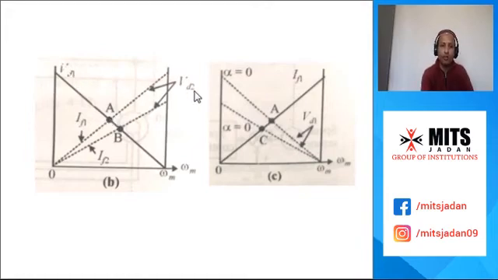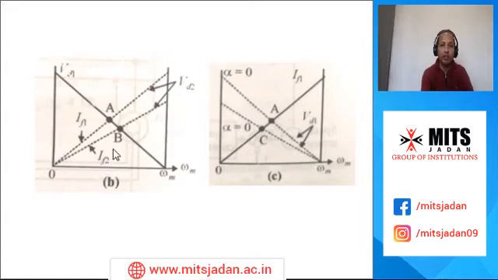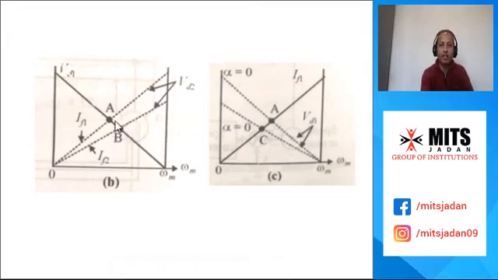Similarly, suppose we choose another value of field current, that is IF2. Then for this IF2, we obtain the equilibrium point, or steady state point, at point B, where VD1 and VD2 are both equal.